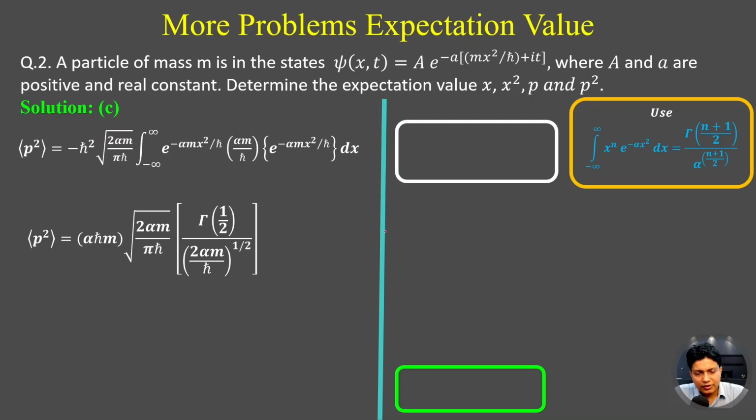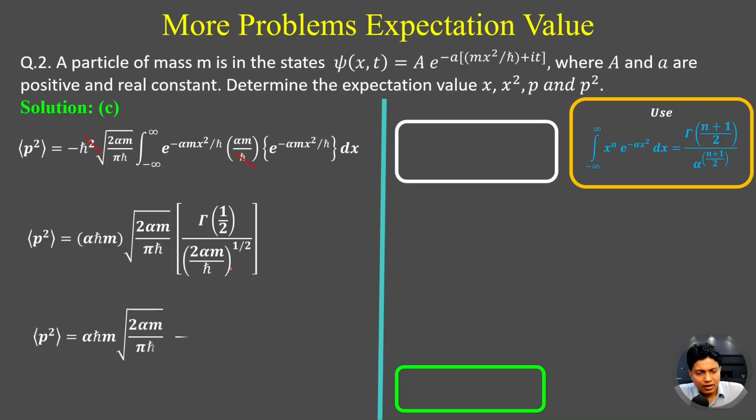Now if we solve this, this will be e to the power minus 2 alpha m x square by h squared, and this alpha m by h squared comes out here because this h squared and this h squared cancel out. So this will be alpha h squared m, and all this constant term we can write as it is, and this is the gamma function integral. We can use this gamma function integral, x power n, here n is equal to 0, so this will be gamma function 1 by 2 upon 2 alpha m upon h squared power 1 by 2.